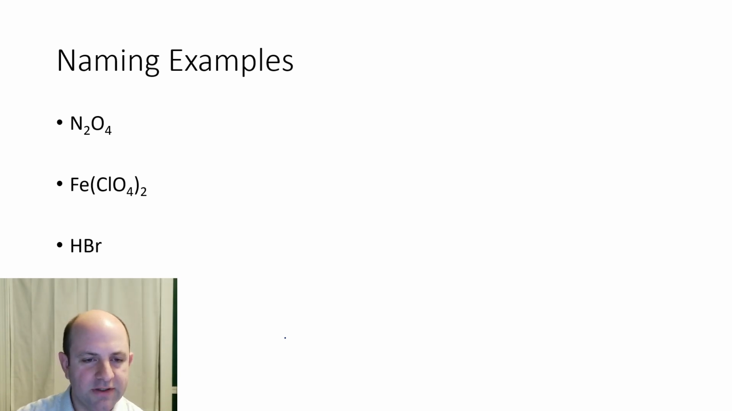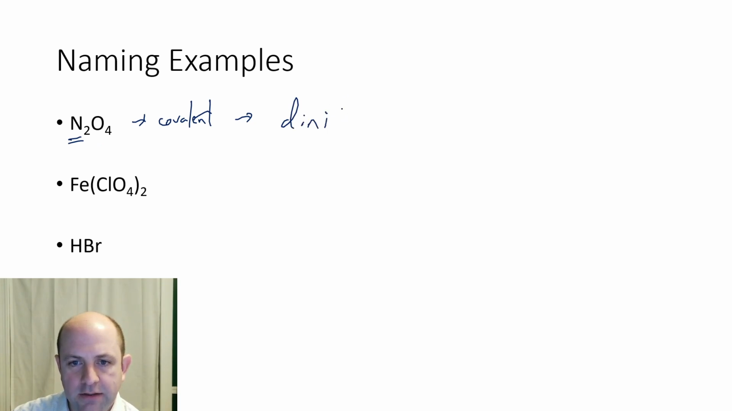All right, naming examples. So now if we get formulas, how do we give the name? So here's N2O4. Again, we look at the first thing. It's a nitrogen. That's a nonmetal. That means this is going to be a covalent compound. That means we're not switching anything. We are just simply saying, what's the element? And do I need a prefix in front? This first element is nitrogen, like we said. There's a 2 there, so yes, we do need a prefix. This will be dinitrogen.